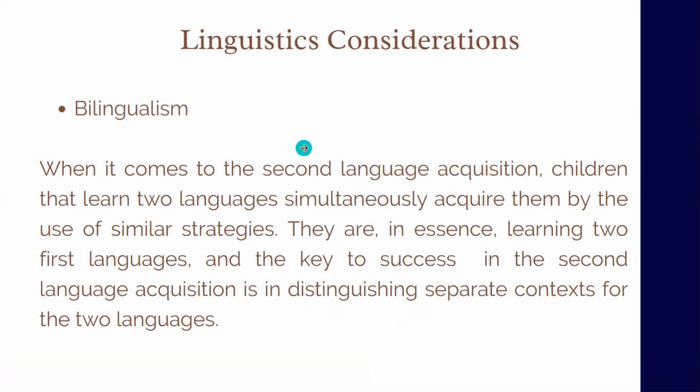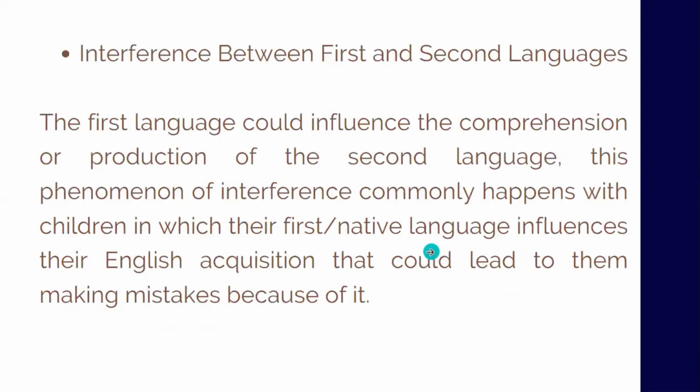So in short, the student that is learning two languages at the same time is different compared to the student that only learns one language. So the consideration for the teacher is in tailoring the learning process to suit both the bilingual students and also the monolingual students. And then the interference between first and second languages.